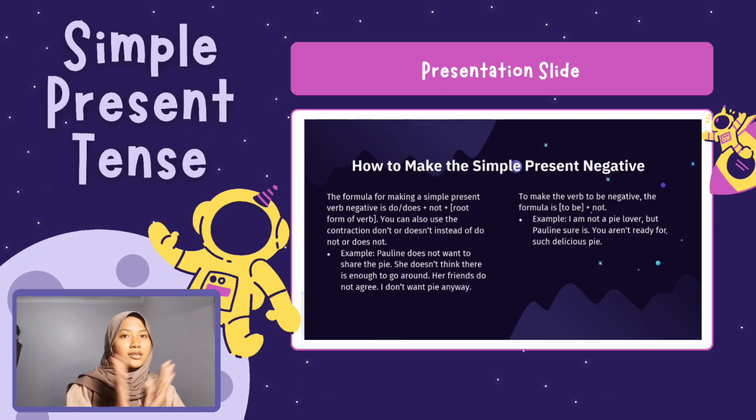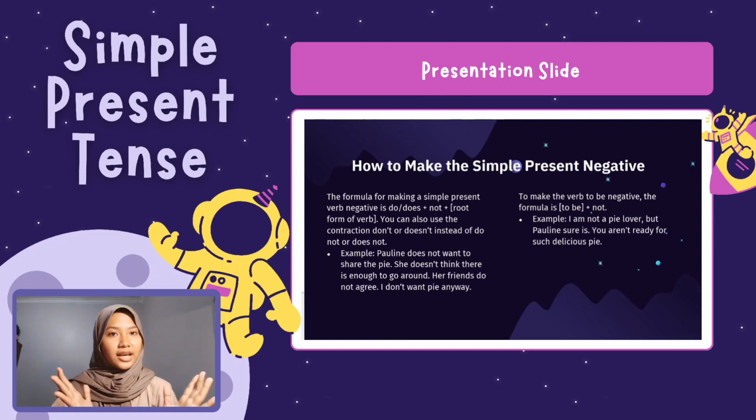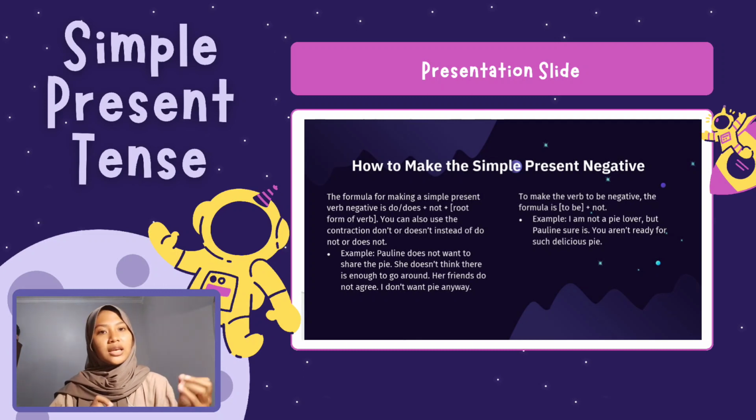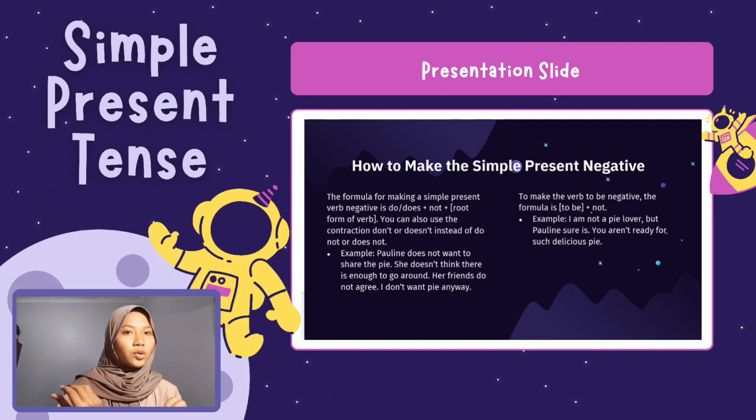And the next topic is how to make the simple present negative. The formula for making a simple present verb negative is do or does plus not and the root form of the verb. You can also use the contraction don't or doesn't instead of do not or does not. Example, Pauline does not want to share the pie. She doesn't think there is enough to go round. Her friends do not agree. I don't want pie anyway.